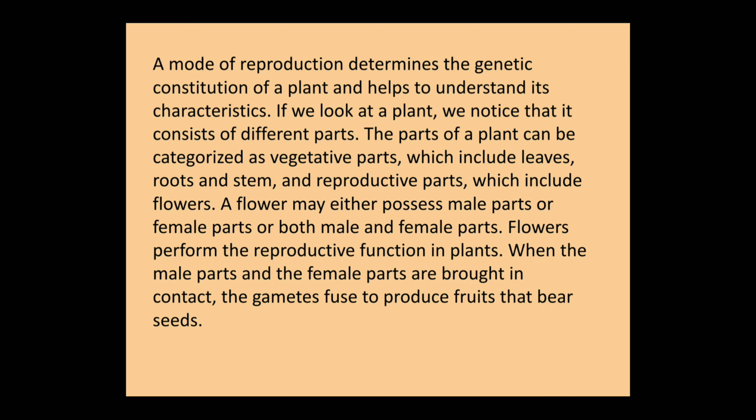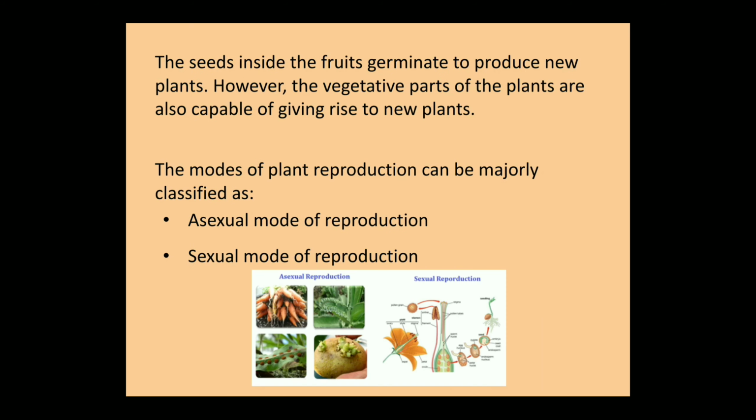When the male parts and the female parts are brought together, the gametes fuse to produce fruits that bear seeds. These seeds inside the fruits germinate to produce new plants. However, the vegetative parts of the plants are also capable of giving rise to new plants. The modes of reproduction are of two types, asexual and sexual.